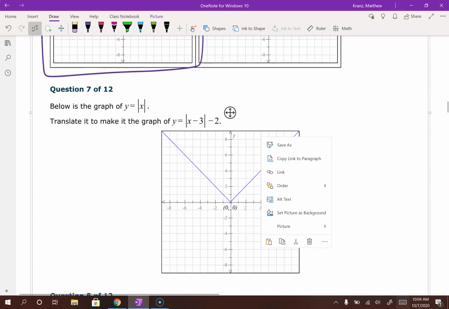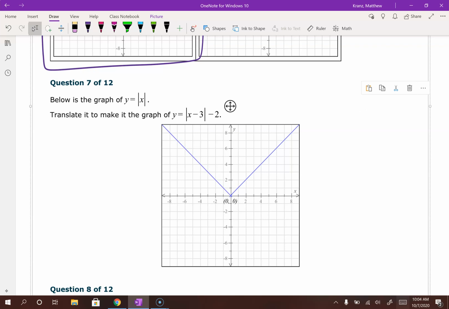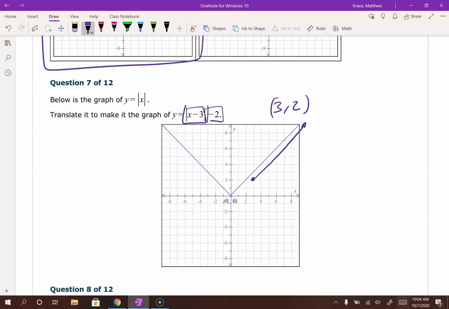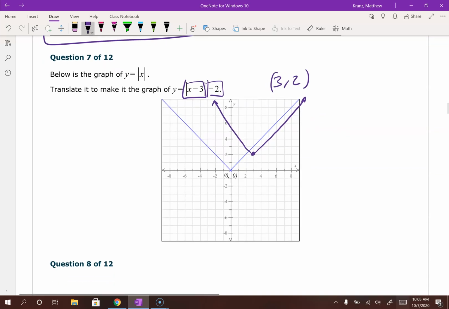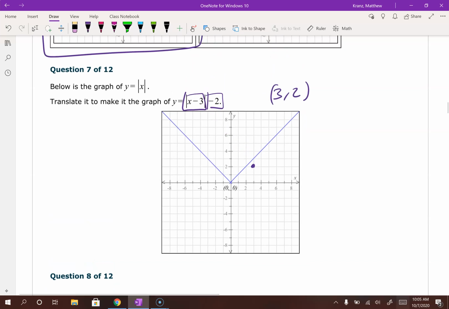All right, on number 7, below is the graph of y equals the absolute value of x. Translate it to make it this. Well, I'm going to take it and go positive 3, negative 2. So 3, negative 2 is my new vertex. Oops, sorry, I just realized that that's 3, negative 2. So it's right there, and it looks like this.